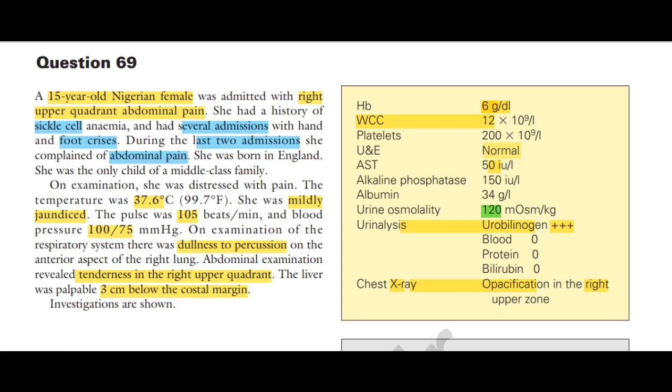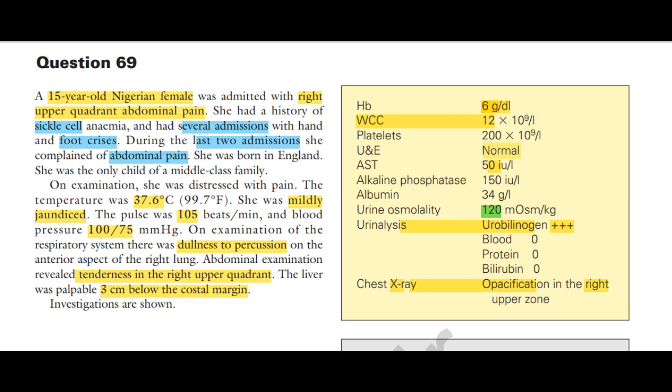Hello guys, we have a question from MRCP Step 2 brought to you. The question is about a 15-year-old female with right upper quadrant abdominal pain.